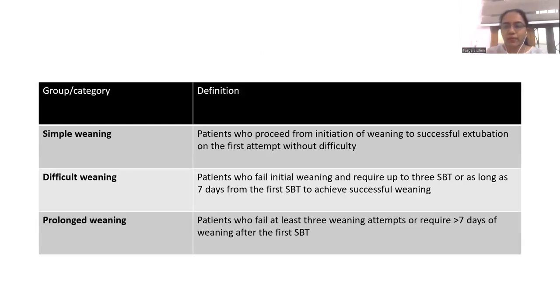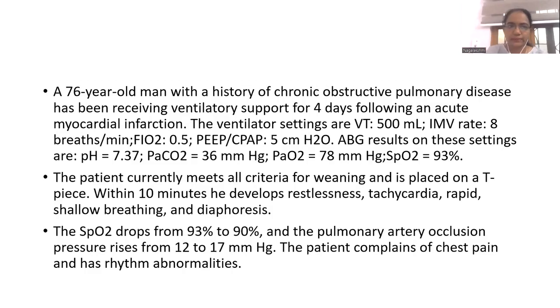The patient can fall into one of these three categories. Simple weaning is when the patient is extubated on the first attempt without any difficulty. Difficult weaning is when patients fail an initial weaning trial and can be weaned within 7 days from the first SBT. Prolonged weaning is when the patient fails 3 weaning attempts and requires more than 7 days to be weaned off after the first SBT.